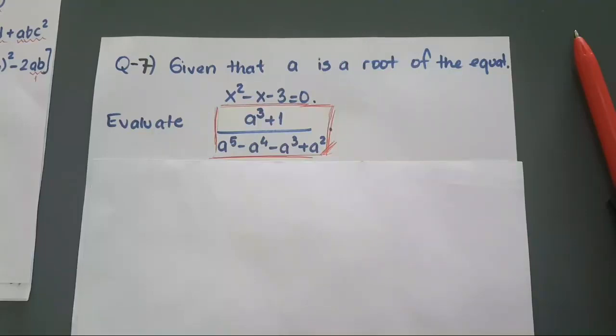Let me give you a hint, guys. Please factorize a cubed plus 1 and factorize a to the power of 5 minus a to the power of 4 minus a cubed plus a squared. You will write the numerator and denominator in terms of a. Then you will be able to find the ratio, and it gives you the solution of the problem. Try to factorize it, a cubed plus 1 separately, and bravo, Christina. It is 4 over 9. Anyone else?